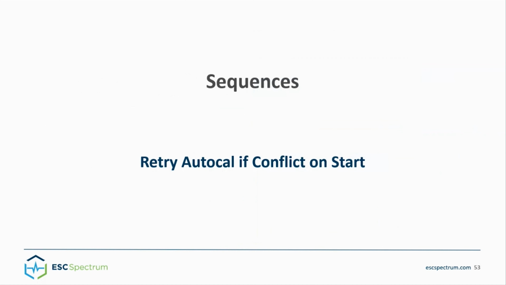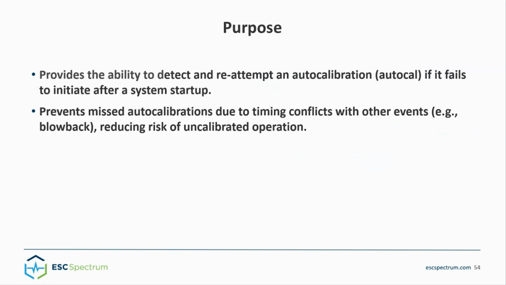On sequences, retry autocal if there's a conflict on start. So this feature will reattempt an autocal if it were to fail on startup. And this was to prevent, due to any other timing conflicts with other events, that the calibration would still be able to finish. And so it reduces the risk of operating in an uncalibrated state.